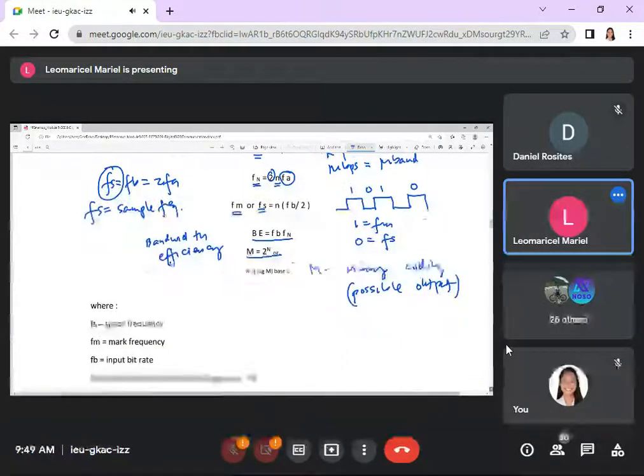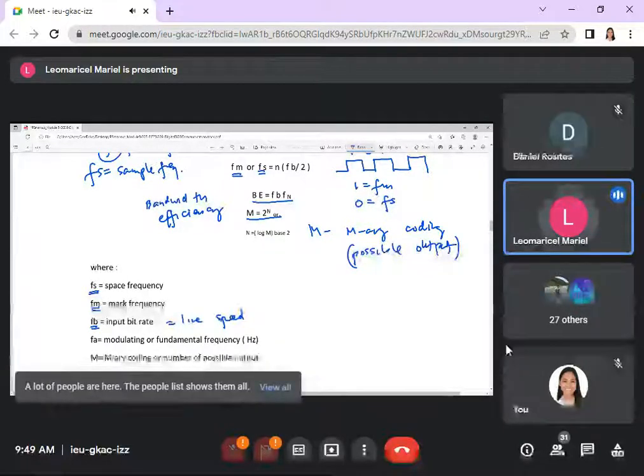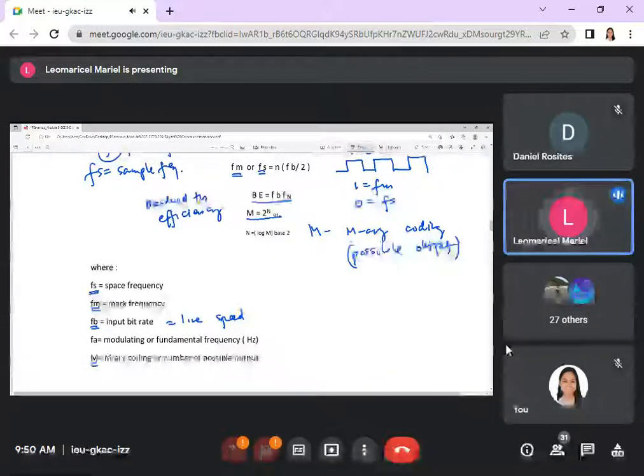Okay, so where sinasabi doon, yung FS is your space frequency. Your FM will be your mark frequency. Your FB will be your input bit rate, bit rate yon or the line speed. So equivalent din ito sa line speed natin sinasabi. FA is the modulating or the fundamental frequency. Then yung related to that will be the sample frequency, the analog or twice the fundamental frequency. And M is the M-ary coding or the number of possible output.